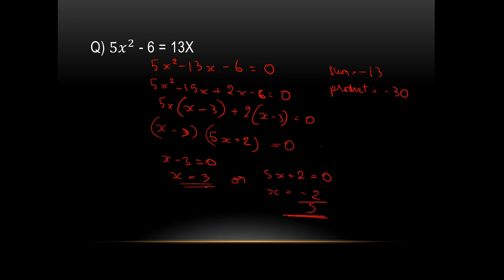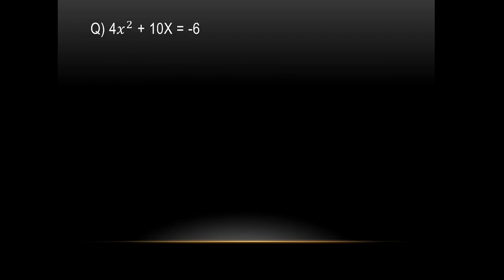So these two are our two answers for this question. One more example, let us take. Let us bring into standard form 4x squared plus 10x plus 6 equals 0. In this case, the sum should be 10, and the product should be 24.